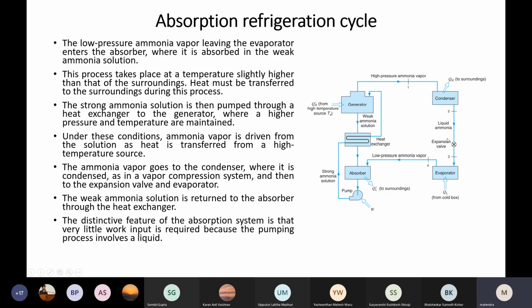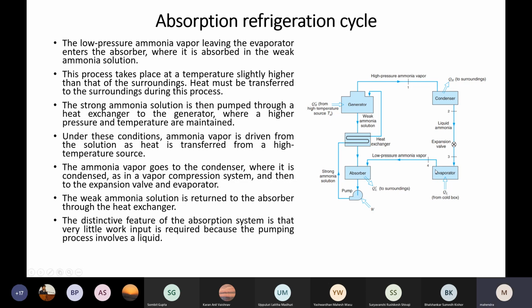Suppose for the expansion valve, in your refrigerator you might have seen one spring kind of coil, a very long coil. That is a very narrow tube. That is your expanding device, a capillary kind of tube. This is your expansion valve. This is the condenser. This is the evaporator.